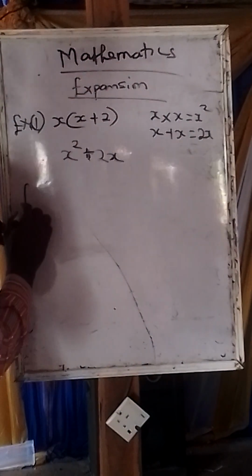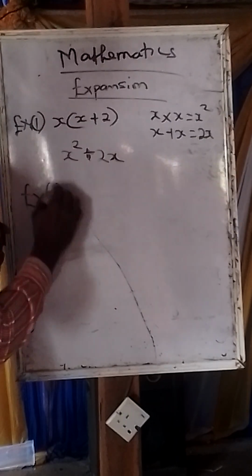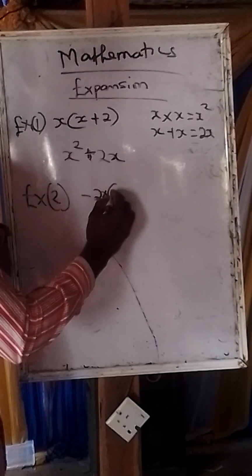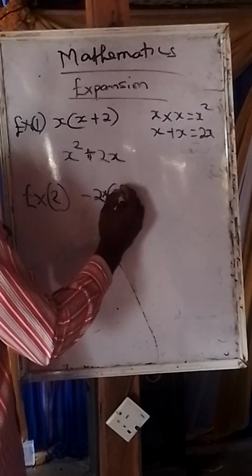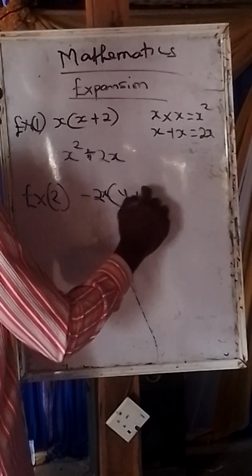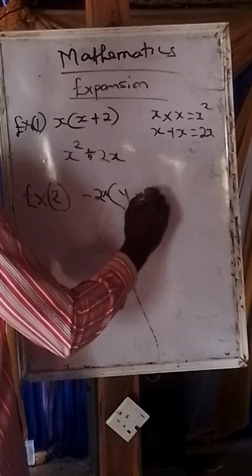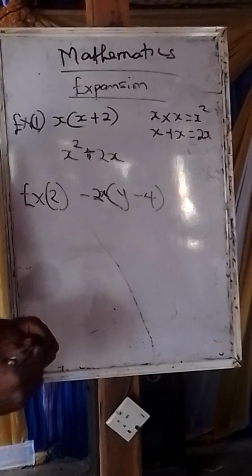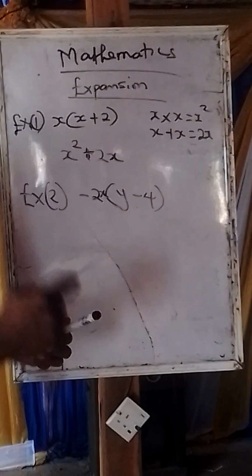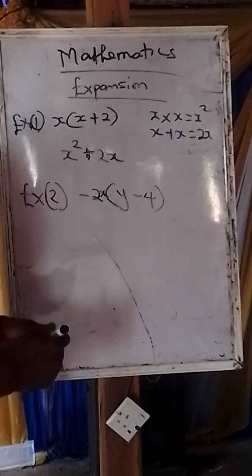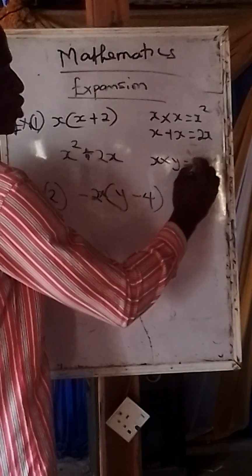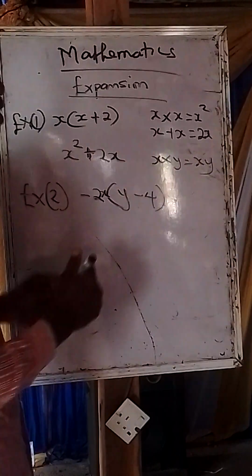So let me give you another example again. Let me say example 2. Let me say minus 2 now. For example, now look at it too. Minus 2x, open bracket. Let me even use a different alphabet here now. Minus 2s, open bracket, y minus what? 4. I want to make you understand this. Don't forget also, x times y is xy. It's the same way, please don't forget that.